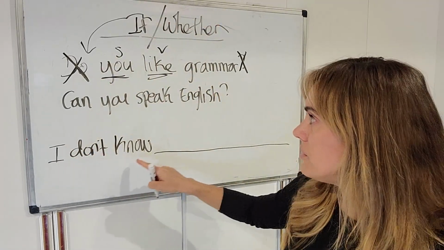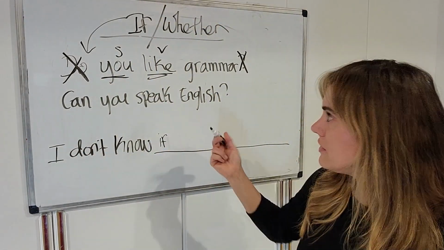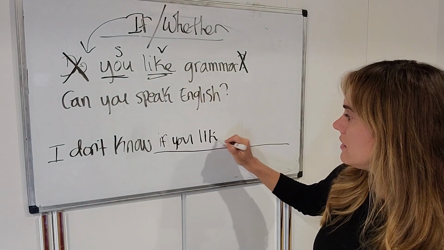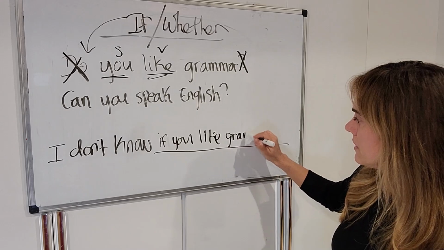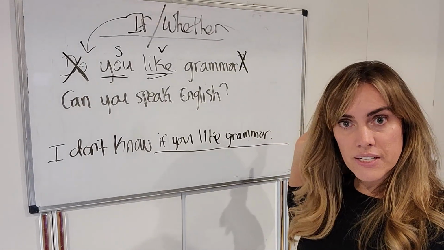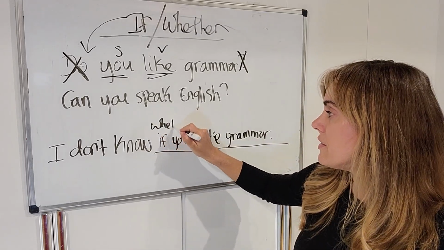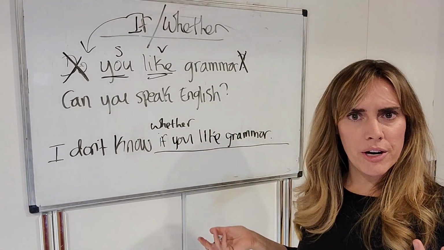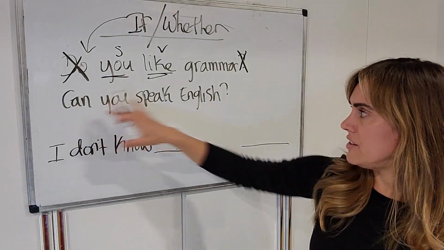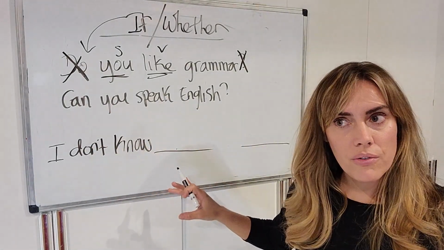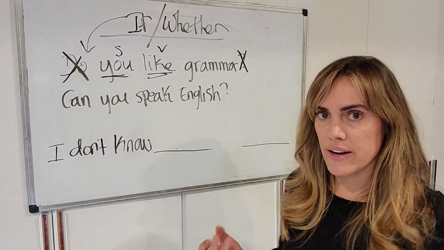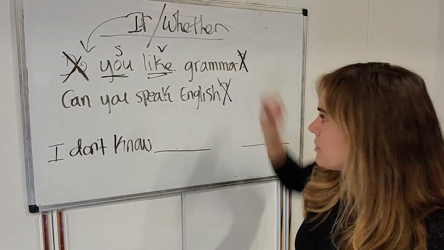So, I don't know if you like grammar. No question mark. Period. That's it. But you could also say whether. I don't know whether you like grammar. Okay, here, let's try this one. Can you speak English? I don't know. I don't know, can you speak English? That's not correct, right? So let's take out the question mark.